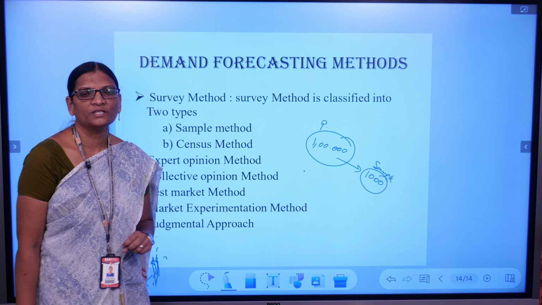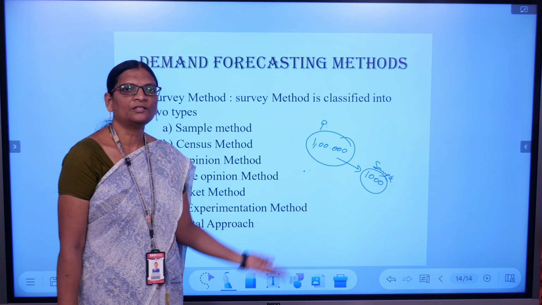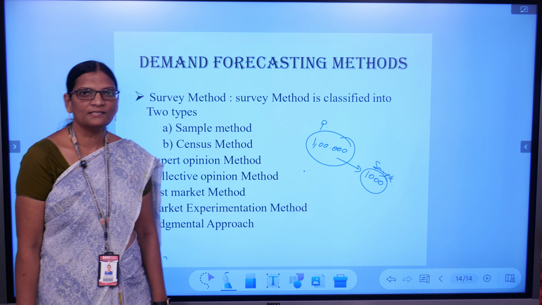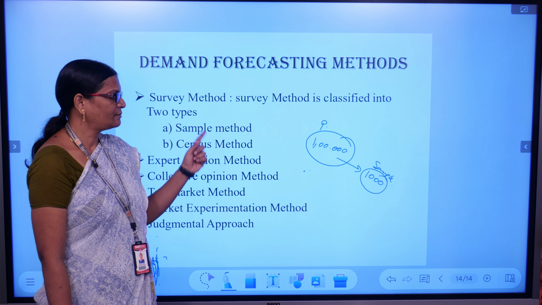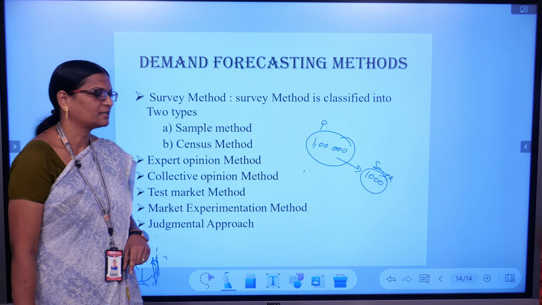They will collect the information from those people, and that information will be applicable for the total population. So that is called survey method. These are the two important techniques we can use under survey method: sample and census method.